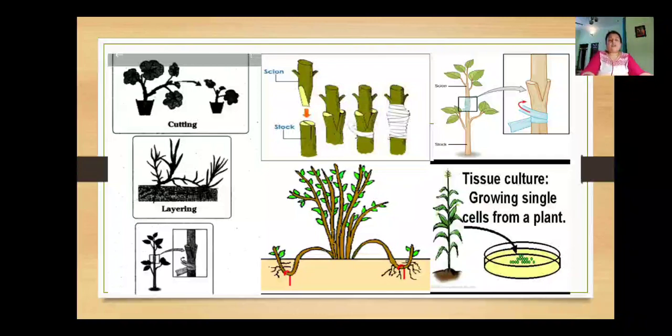Plant tissues are cultured on growth media containing various salts and nutrients, certain antibiotics, and plant hormones in a sterile, that is germ free, environment. This technique is known as tissue culture or micropropagation.